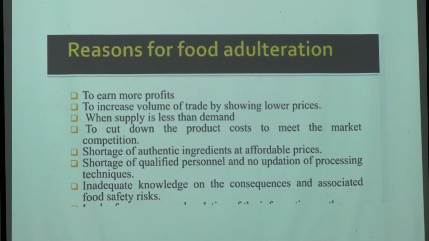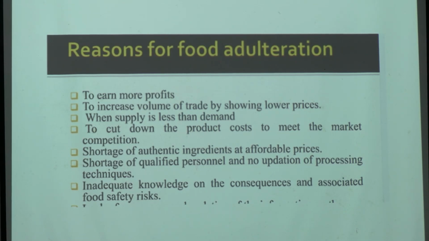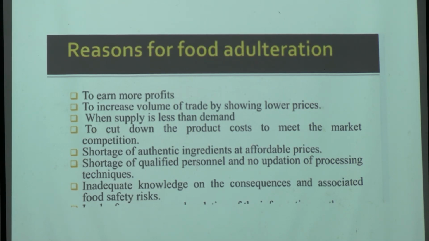So what are the reasons for food adulteration? Why do people adulterate? Obviously, they need more profits, to increase the volume of trade by showing low prices. When supply is less than demand, they're not getting proper food, so they add something to the existing food and make it adjusted. Other reasons are to cut down the product cost to meet market competition, shortage of authentic ingredients, shortage of qualified personnel, no updation of processing techniques, and inadequate knowledge of the consequences and associated food safety risks. So these are the reasons for food adulteration.